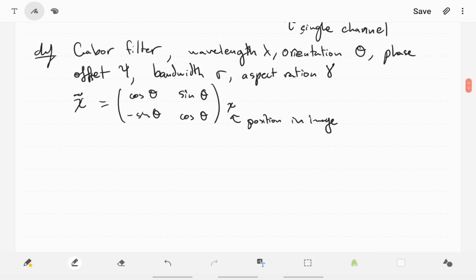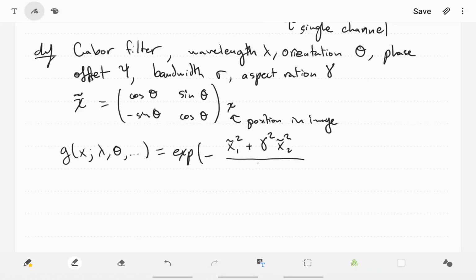Okay, and then let's define our filter as g of x, with all of those 5 parameters. It's equal to the exponential of negative x tilde 1 squared plus gamma squared x tilde 2 squared, over 2 sigma squared, times the cosine of 2 pi over lambda x tilde 1 plus c. Okay.